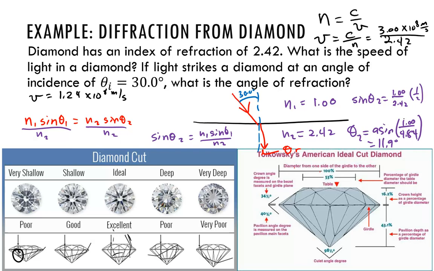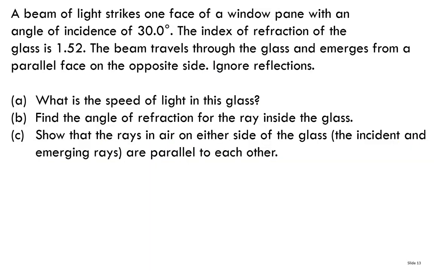Now your problem, which is actually a simpler form of this. A beam of light strikes one face of a window pane with an angle of incidence of 30 degrees. The index of refraction of the glass is 1.52. The beam travels through the glass and emerges from a parallel face on the opposite side. Ignore reflections. What's the speed of light in glass? Find the angle of refraction for the ray inside the glass, and then show that after it comes out of the glass, it's parallel with the incident ray. That's the incident ray from the problem.